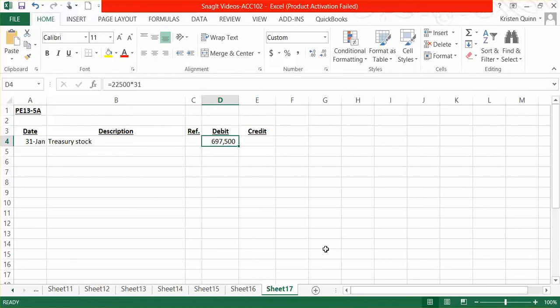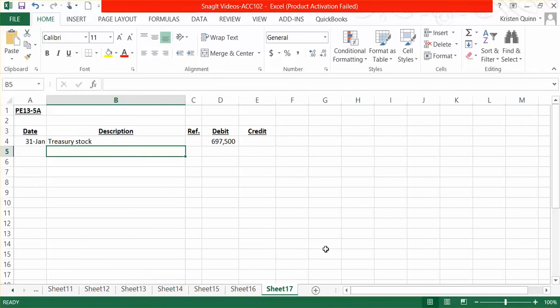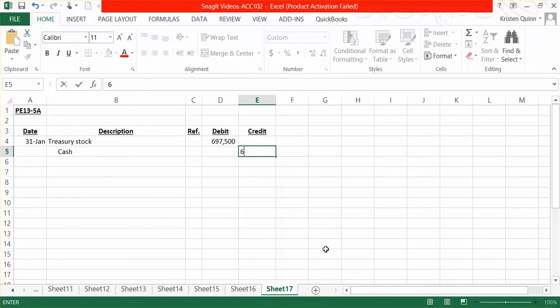Again, treasury stock is a contra equity account. It's reducing or conflicting with our equity. Therefore, it has a debit balance. You would see treasury stock on our balance sheet as a reduction to stockholder equity. And we paid for it, so we credit cash for the same $697,500.